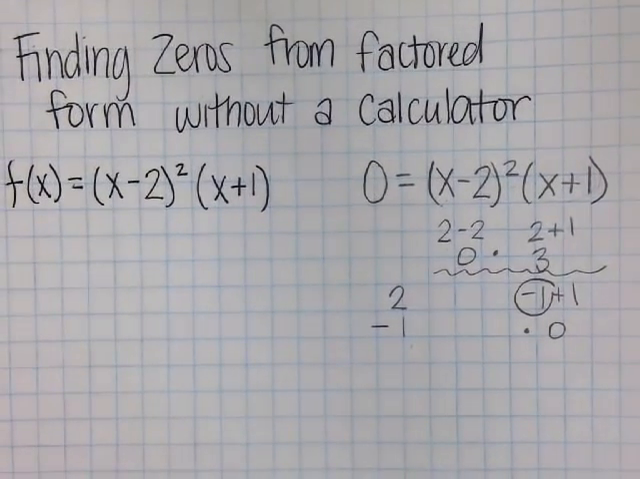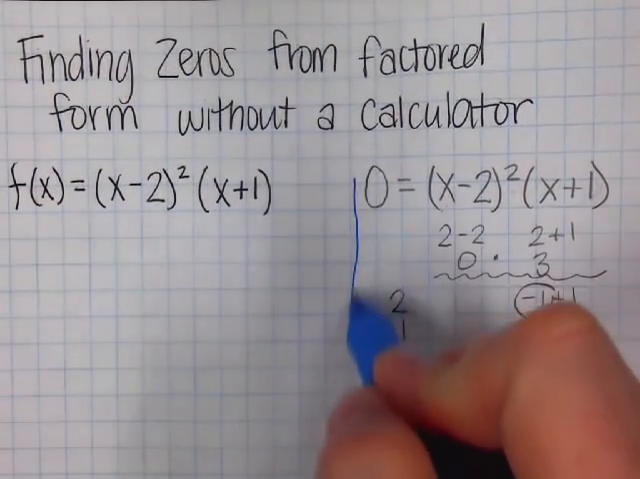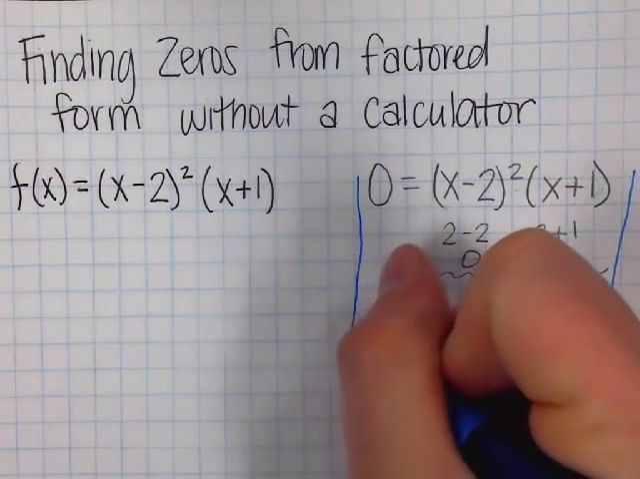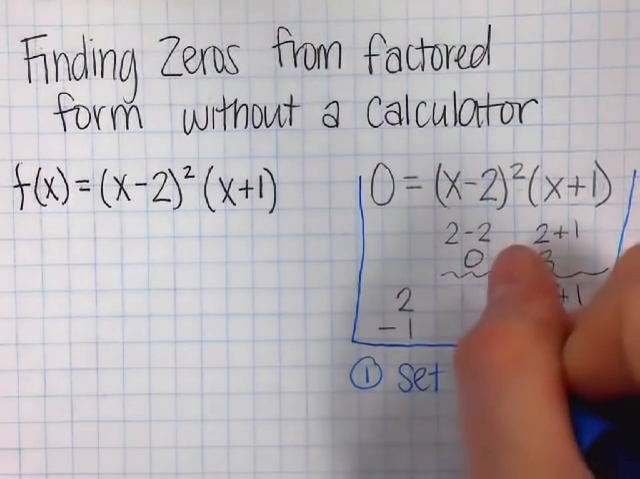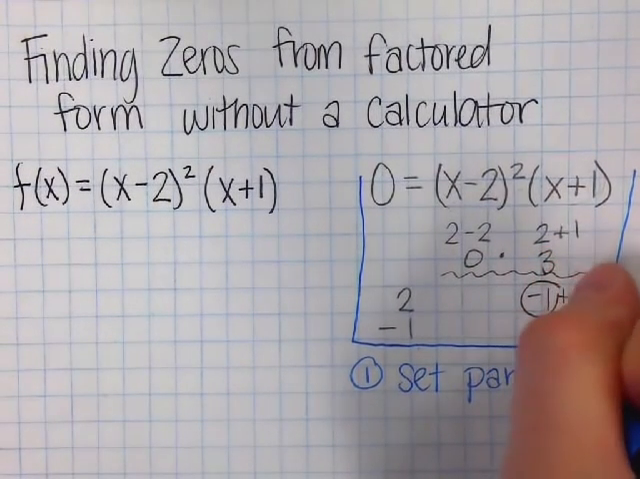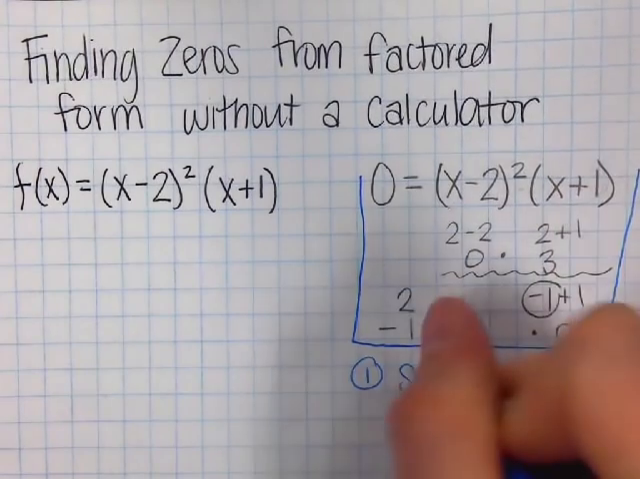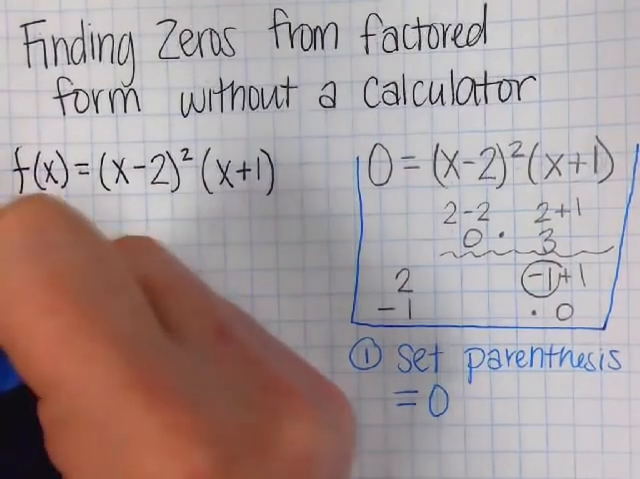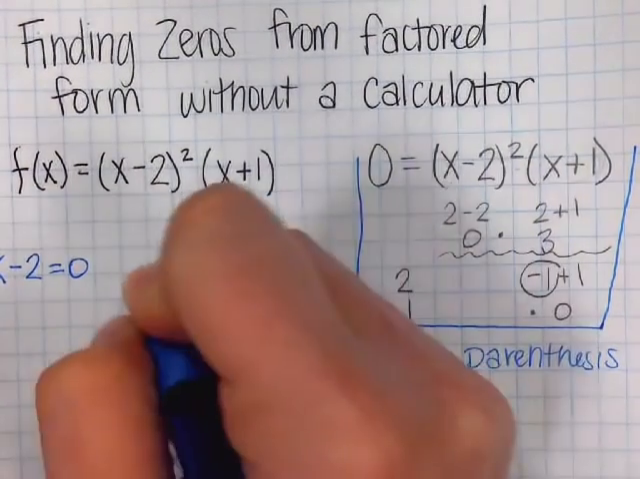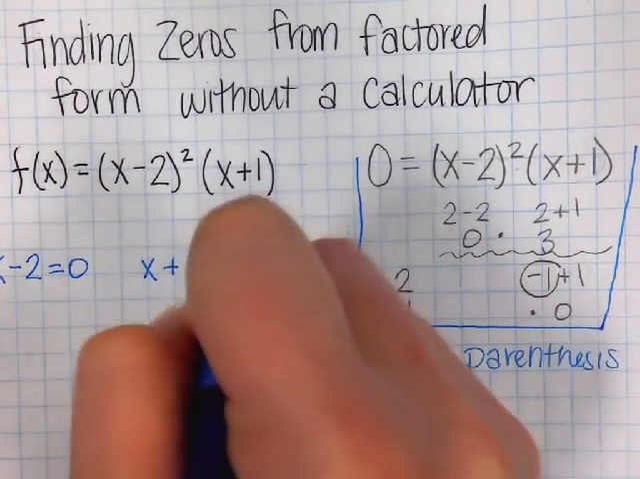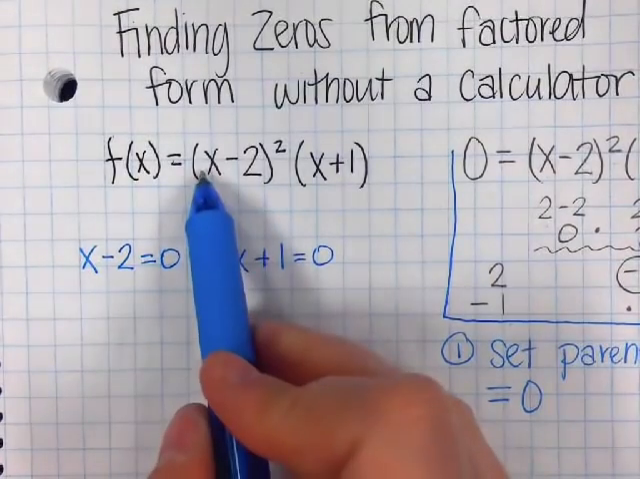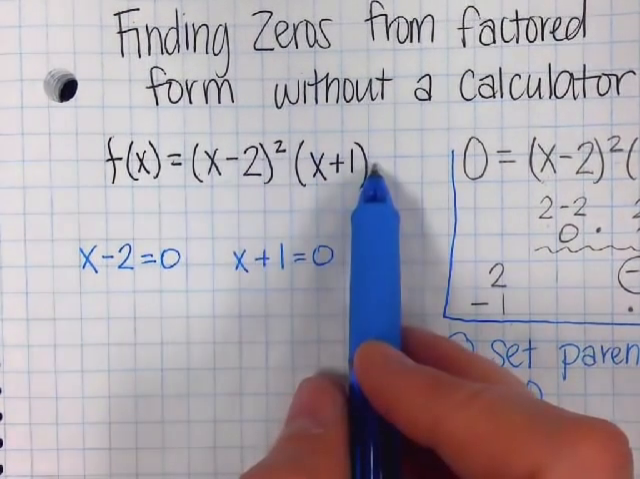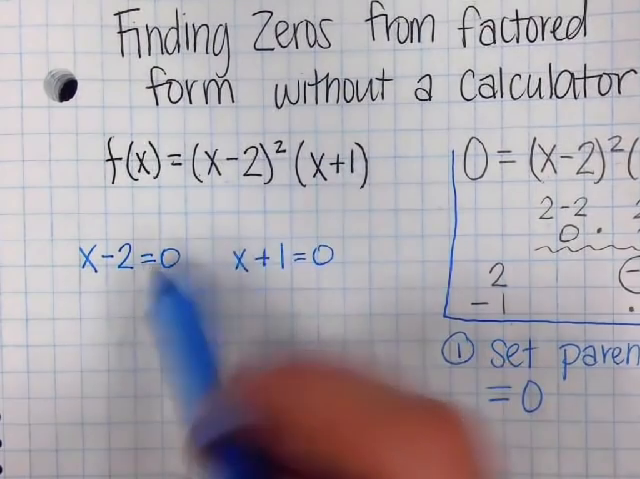Okay, so if you aren't able to just look at some of these and figure out what the zeros are, you can always follow these steps. So first step, set parentheses equal to 0, and set all of them equal to 0. So I'm going to set this first one, x minus 2 equals 0, x plus 1 equals 0. Because remember, I'm trying to find what number I can plug in to make this parentheses equal 0, because 0 times anything, it doesn't matter, would give you 0.